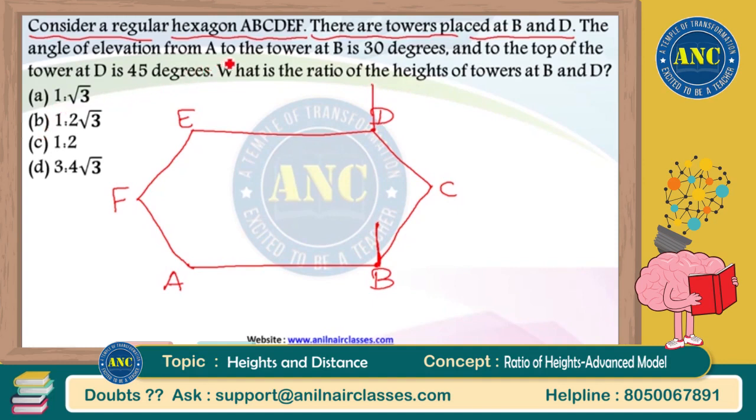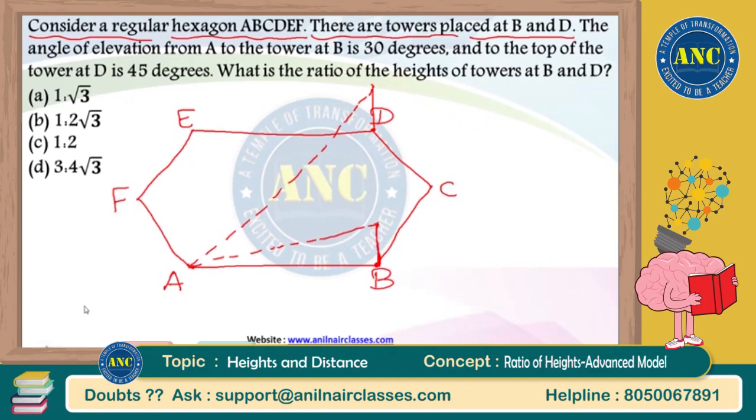The angle of elevation from A to the top of tower B is 30 degrees and the angle of elevation to the top of tower D is 45 degrees. That means from here to here, this angle, I will represent in a small diagram once again, is 30 degrees, and from here to here, this particular angle is 45 degrees. That is what they have told you. Next, what is the other thing they have told you, sir? What is the ratio of heights of towers B and D?